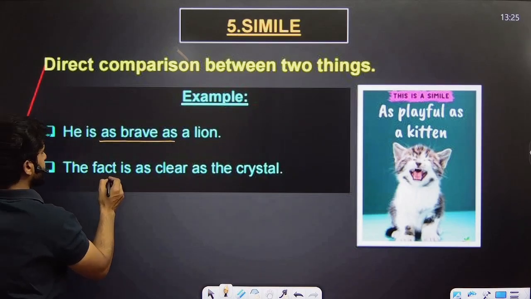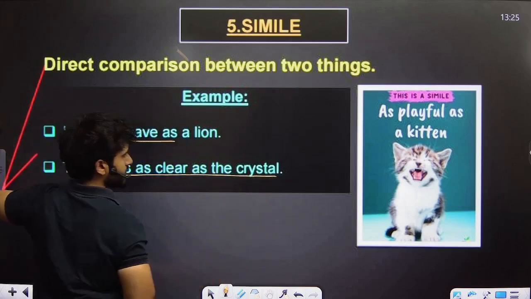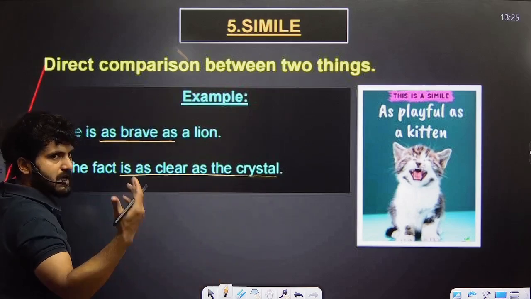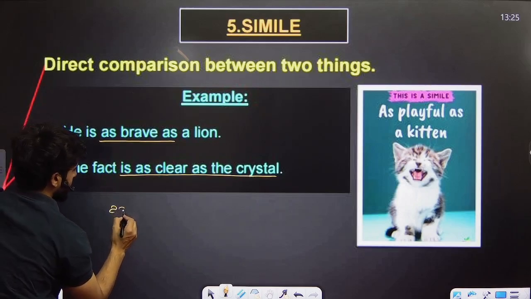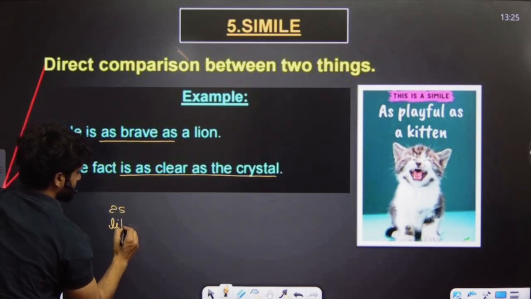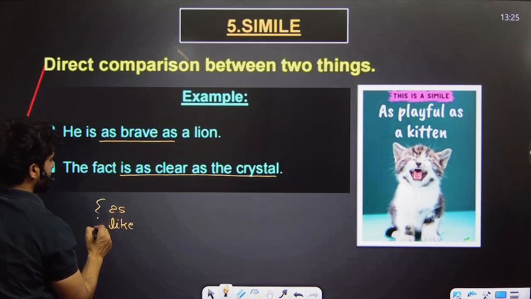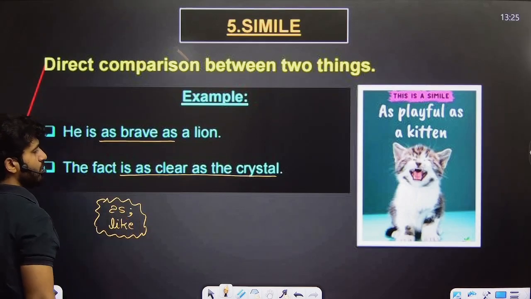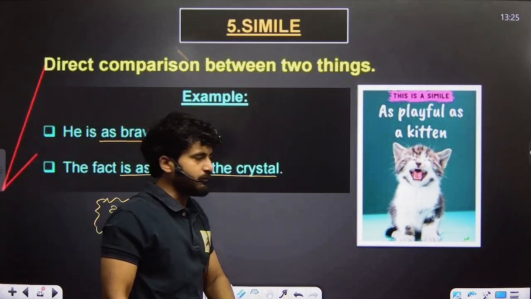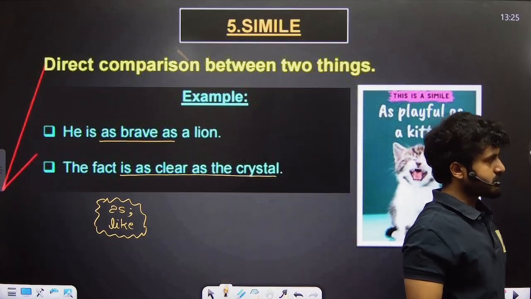The fact is as clear as the crystal. The cat is as playful as a cat. So here, whenever you are using certain words like as, like, these words convey what? Direct comparison. And when you have the direct comparison, that is kept under the bracket of simile.